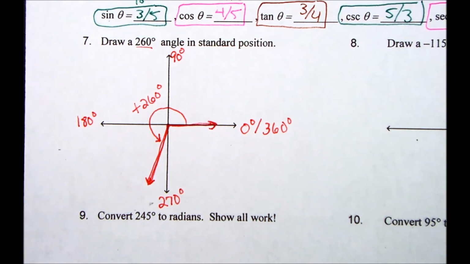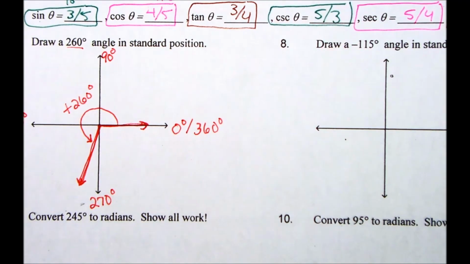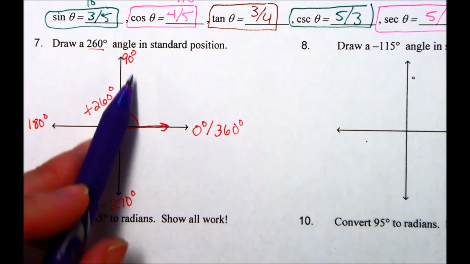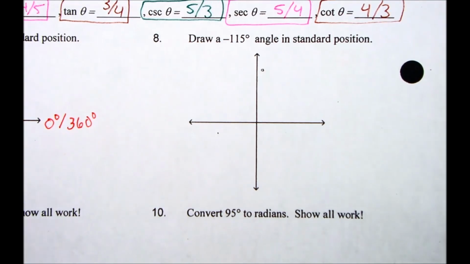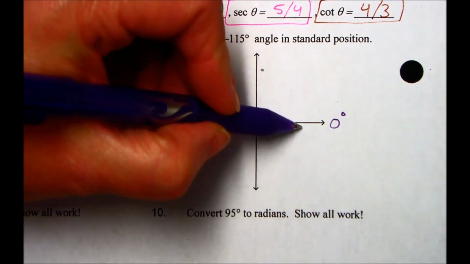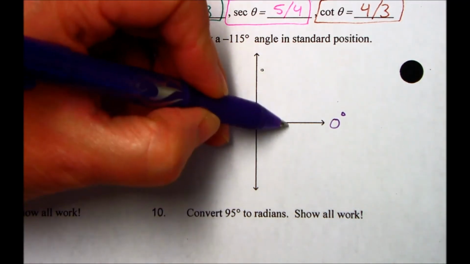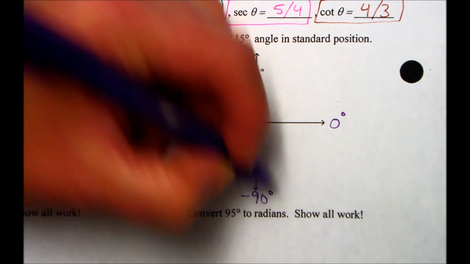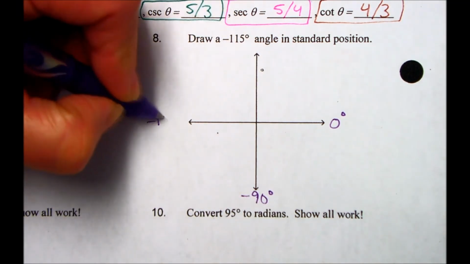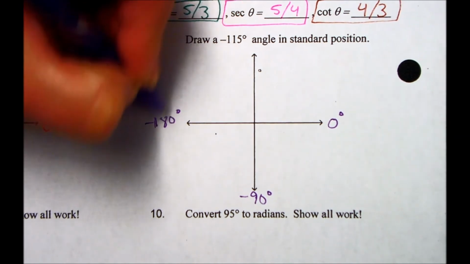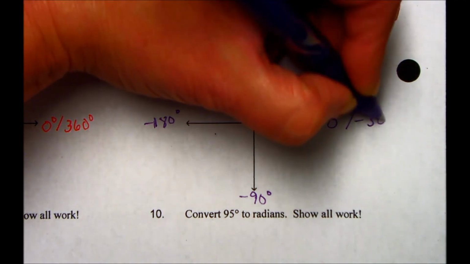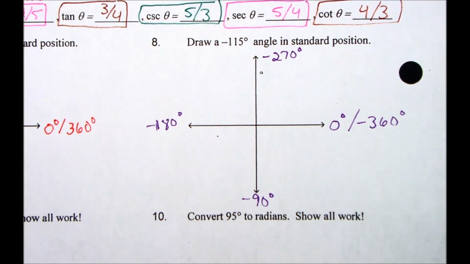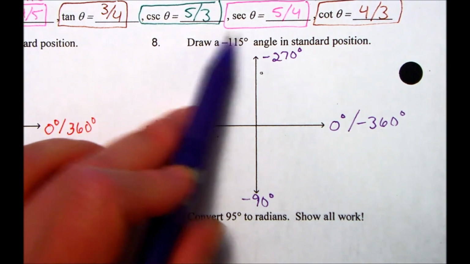Number 8 is similar, but it's a negative angle. So if you're asked to draw a negative angle, rather than marking the 0, 90, 180, and 270, I'm going to mark the negative angle measurements, because if you're going negative, you're going to go down and around. So this is going to be a negative 90 degrees down here. If I go this way, it's going to be a negative 180 degrees. Keep going around, that's going to be a negative 270 degrees, and then back to the beginning would be a negative 360 degrees. So we are drawing a negative 115 degree angle.